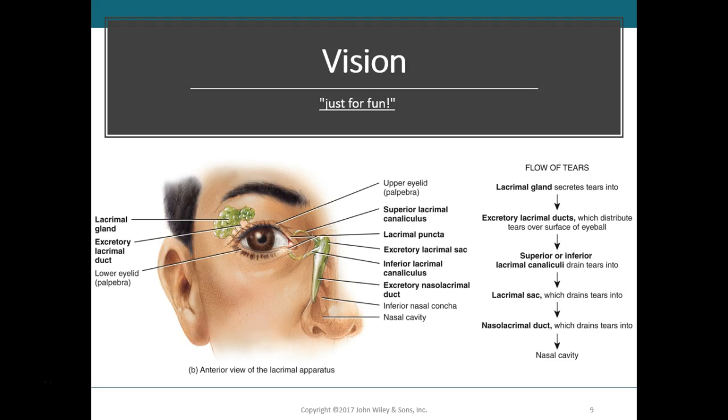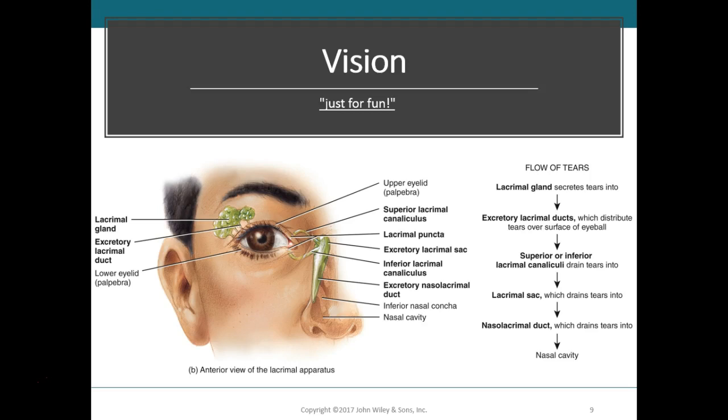This passageway can, of course, be blocked by infection, and instead of the tears getting down into the nasal mucosa and mixing with the mucus, that infection can cause a blocking of those ducts that may have to be drained. Sometimes simply taking antibiotics can clear that up.